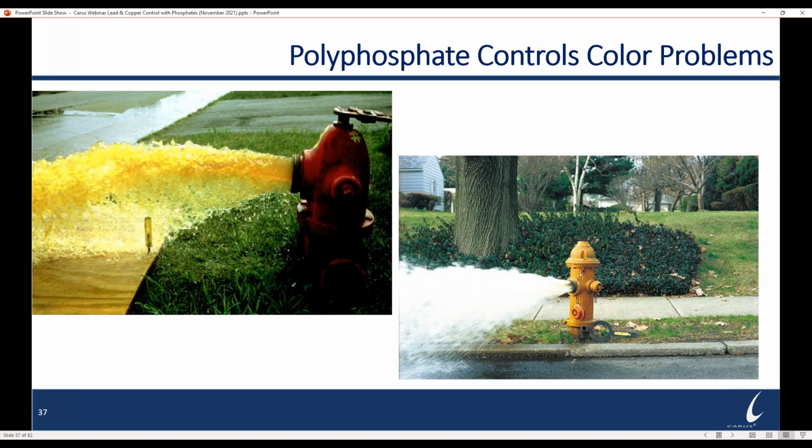It's always a good idea for a system to have a flushing program, ideally being unidirectional, so you flush at the plant and go outwards in the system. And ideally, if you could do it twice a year, that would be the best, just to move water through the system and change that water over.